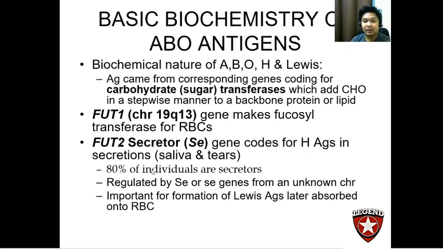80% of individuals have this capital C gene, so they're considered to be of the secretory type. The secretory type is again regulated by the capital C or small c genes from an unknown chromosome. And this is important: the capital C gene is also important for the formation of Lewis antigens, later absorbed into the RBC. Later, we'll be discussing your Lewis antigens.